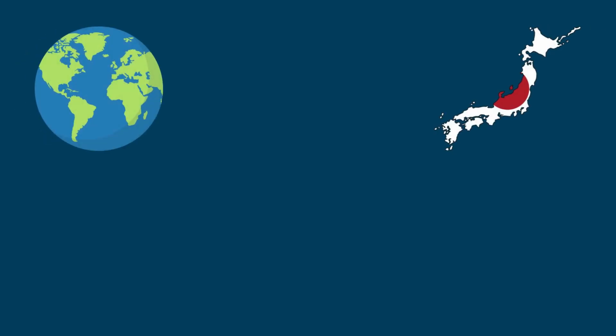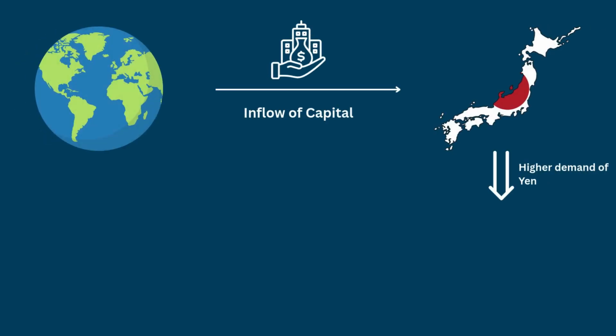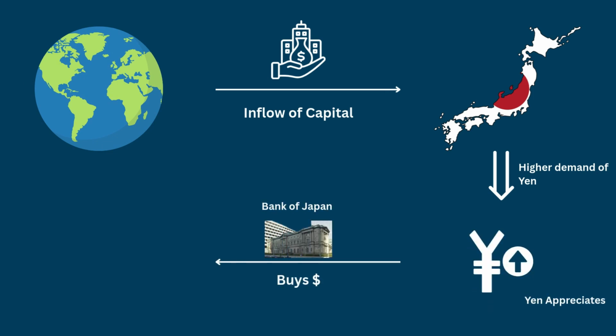For example, when there is an inflow of foreign capital, the demand for domestic currency increases, appreciating its value. The central bank buys some of the foreign currency from the market and holds it in reserve. In return, the central bank releases the domestic currency to stabilize its value.